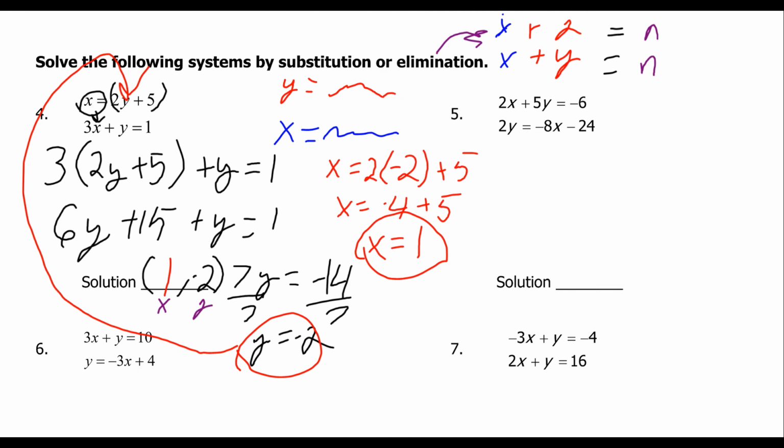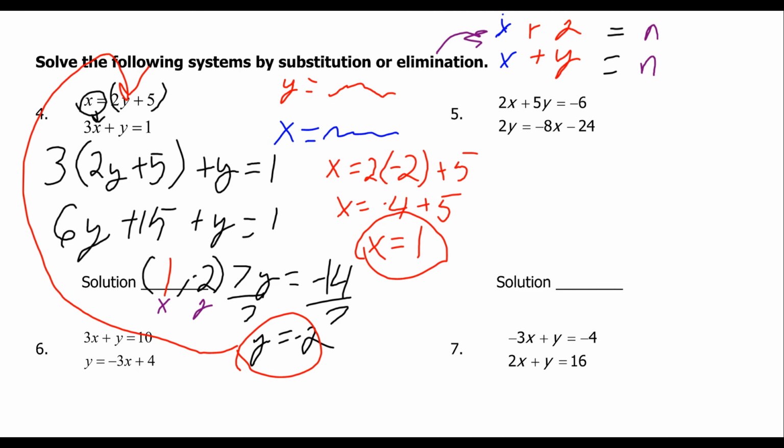Now we try that second equation. That's going to be 3 times 1. Okay, that's 3. And then plus negative 2. Okay? 3 plus negative 2 is 1. So there we go. We have 1, and that is a good, solid answer there.